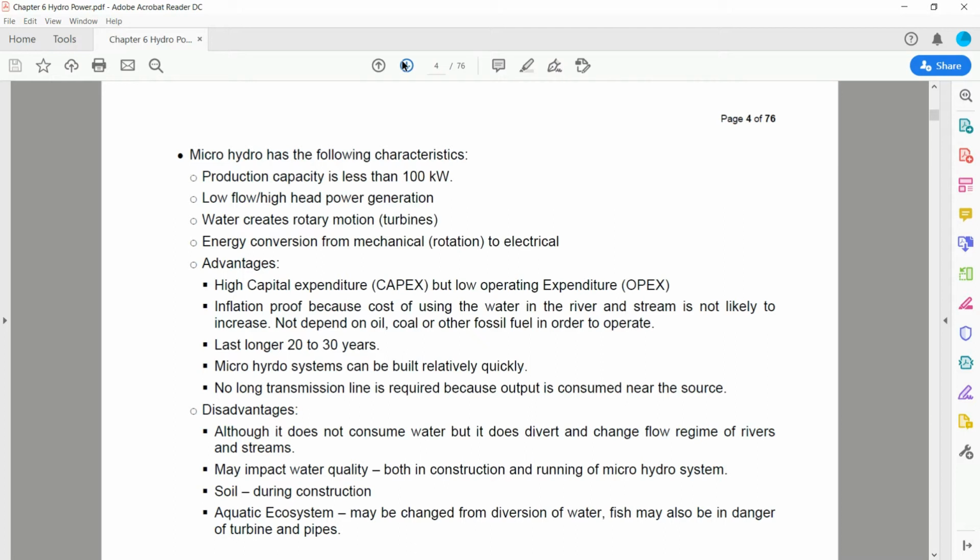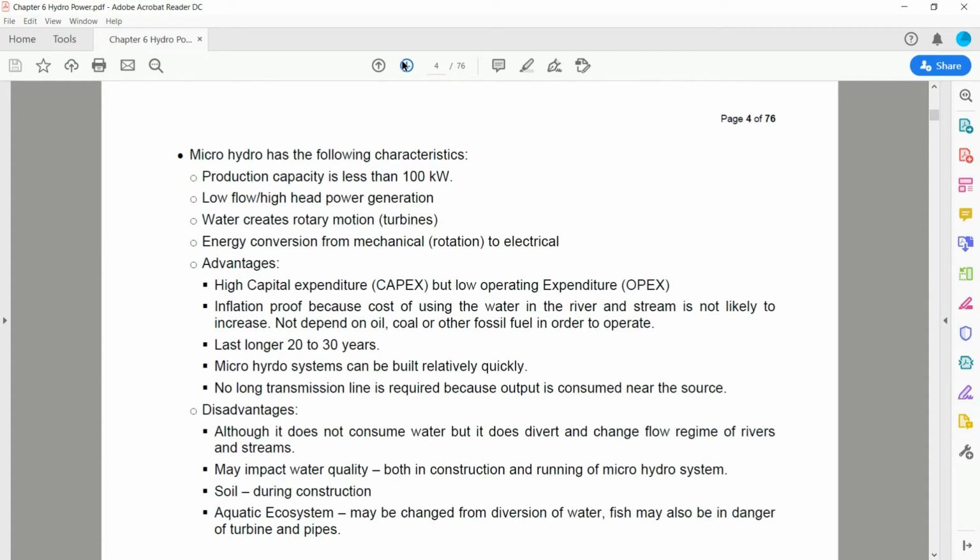So what is microhydro? These are the characteristics of a microhydro system: production capacity is less than 100 kilowatt, low flow, high head power generation, water creates rotary motion using a turbine, and energy conversion from mechanical, which is rotation, to electrical. The advantages of the microhydro system: high capital expenditure, capex, but low operating expenditure, opex.